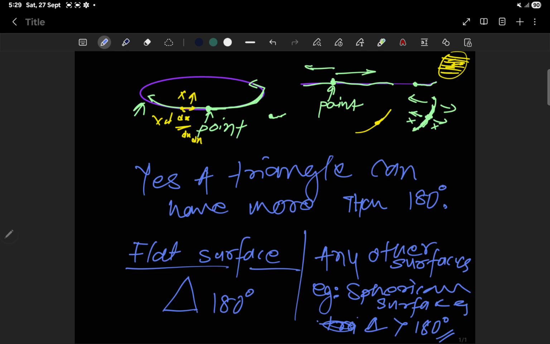So again, I'm telling you, do not see the whole thing as a third-party observer. Imagine yourself as an organism which lives in this universe, who doesn't have any idea of curvature, because you know only two directions in which you can move. Either you can go forward or you can take a step backward. That's it. So yes, a triangle can have more than 180 degrees.